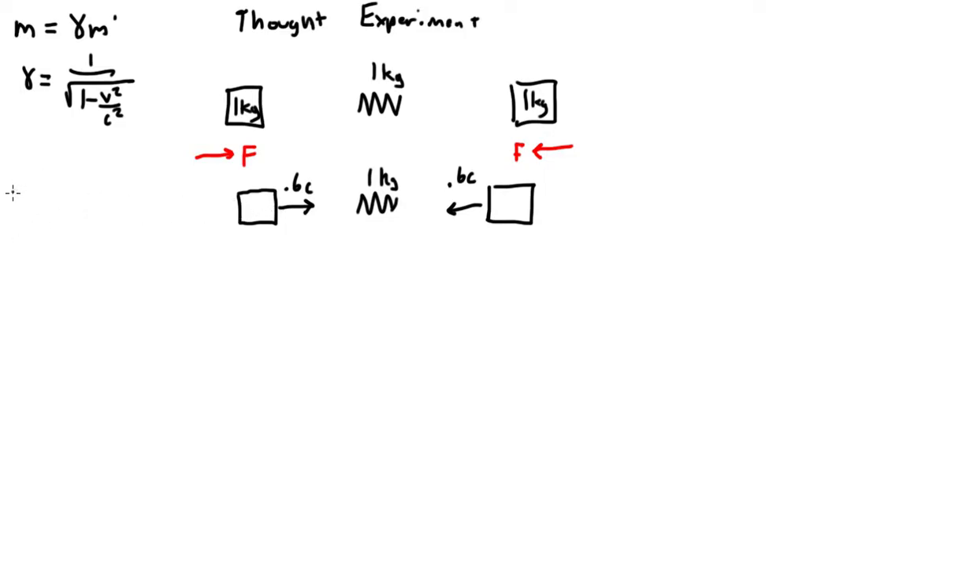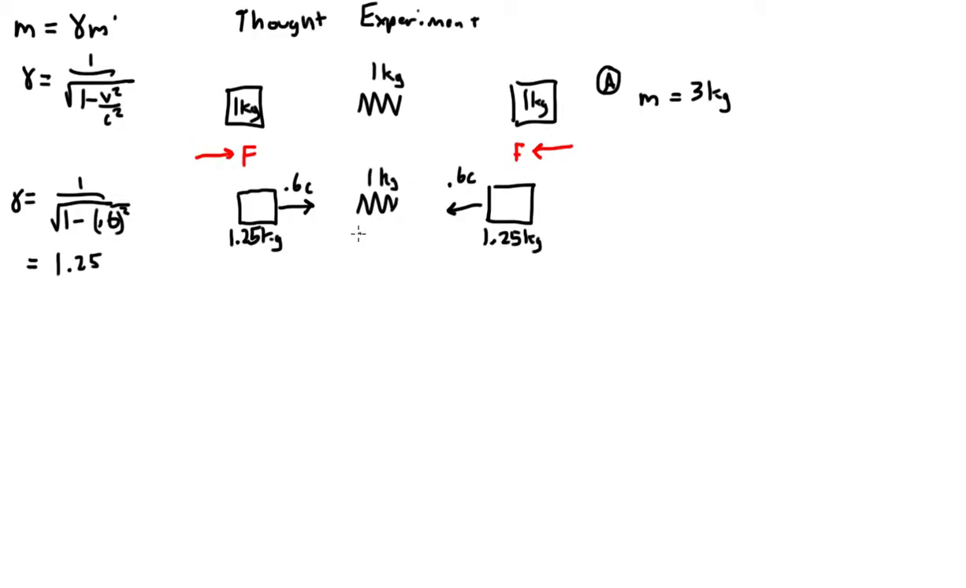Now for the two boxes, gamma equals 1 over the square root of 1 minus 0.6 squared. If you do the math, gamma is equal to 1.25. So this box is now 1.25 kilograms, and this box is 1.25 kilograms. Now let's look at the total mass of the system. I'll call the first state A. At state A, you've got two 1 kilogram boxes and a 1 kilogram spring, so the total mass is 3 kilograms. In the second state, you've got two boxes, each at 1.25 kilograms. That makes 2.5 kilograms, and then you have the spring, which is 1 kilogram. So in B, the mass is 3.5 kilograms.